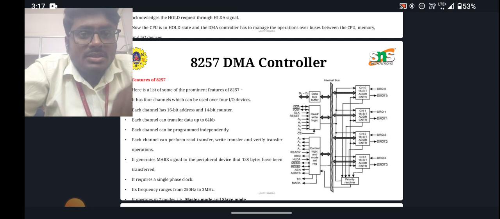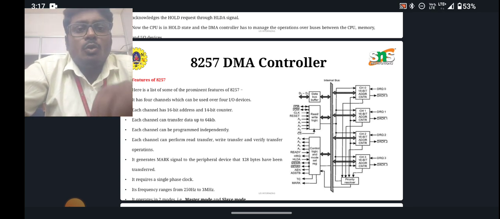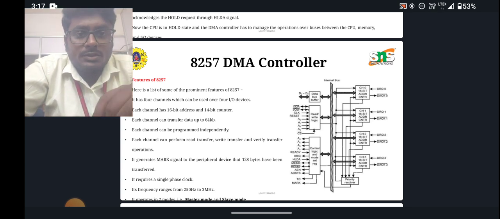It generates a mask signal to the peripheral devices when 128 bytes have been transferred. It requires a single-phase clock. Its frequency ranges from 250 Hz to 3 MHz. It operates in 2 modes, master mode and slave mode.